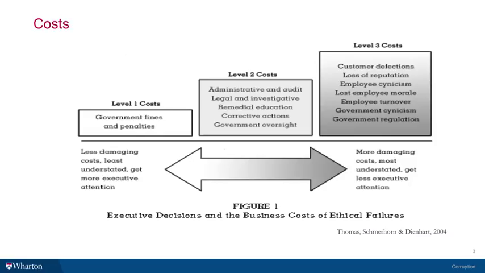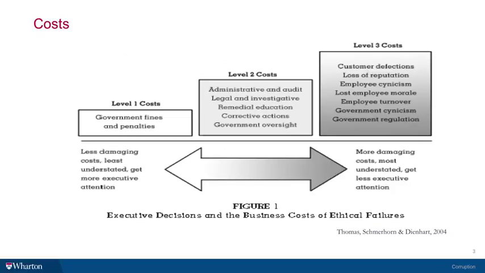Today is week 3, lecture 3, and we're going to talk about indirect costs that flow from a firm or an individual engaging in corruption. Thomas, Schmerhorn, and Deinhardt have created a taxonomy of costs of this sort, not just for corruption, but for actions of firms and individuals in general. They divide these costs into 3 categories. The first is level 1 cost, the second is level 2 cost, the third is level 3 costs. And this is a pretty useful way of thinking about the kind of indirect costs that flow from corruption.